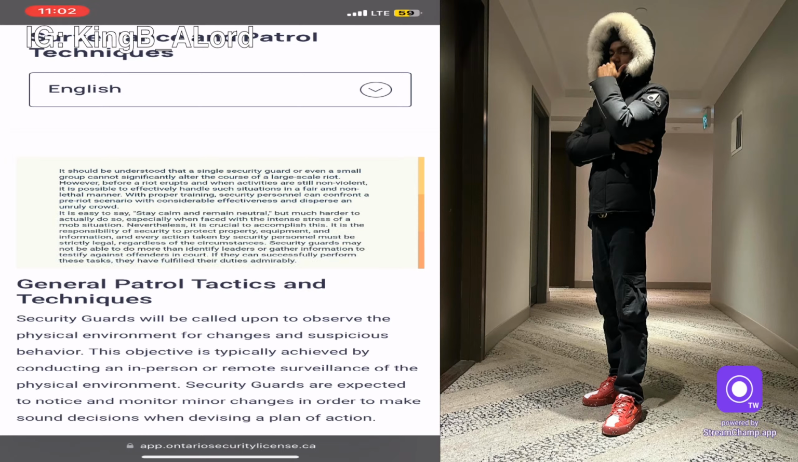It is easy to say, stay calm and remain neutral, but much harder to actually do so, especially when faced with the intense stress of a mob situation. Nevertheless, it is crucial to accomplish this. It is the responsibility of security to protect property, equipment, and information, and every action taken by security personnel must be strictly legal, regardless of the circumstances. Security guards may not be able to do more than identify leaders or gather information to testify against offenders in court. If they can successfully perform these tasks, they have fulfilled their duties admirably.